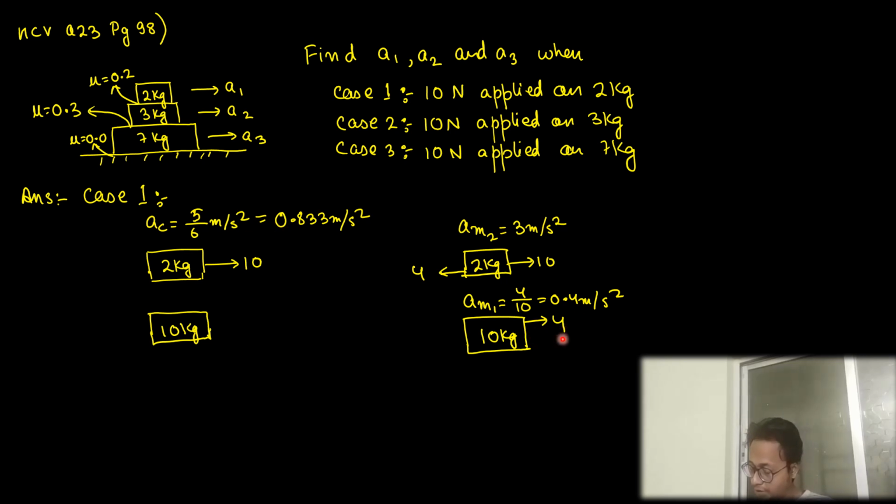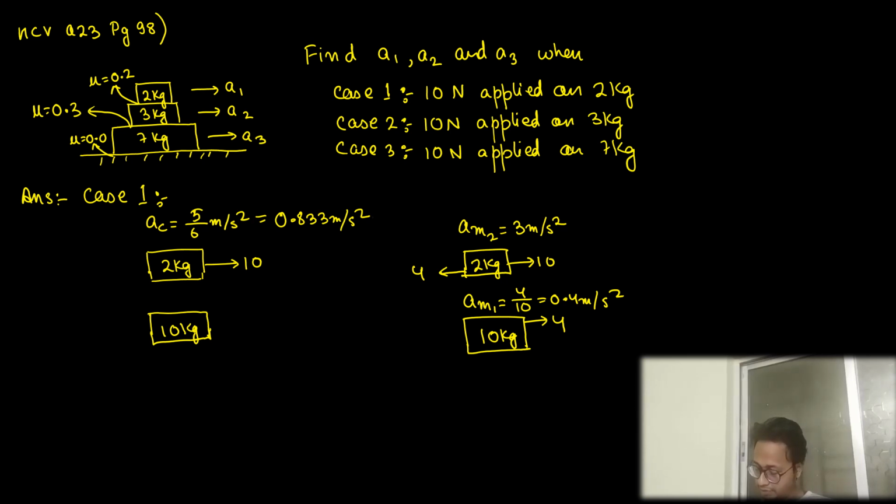Why? Because out here the friction force is the driving force. Out here there is another force to drive the body. But out here the only force driving this 10 kg block is the friction force. So I have to compare these two values. Maximum value of acceleration is 0.4, common acceleration is 0.833. So out here, will the body slip? Yes. Why? Because maximum acceleration has lesser value than common acceleration.